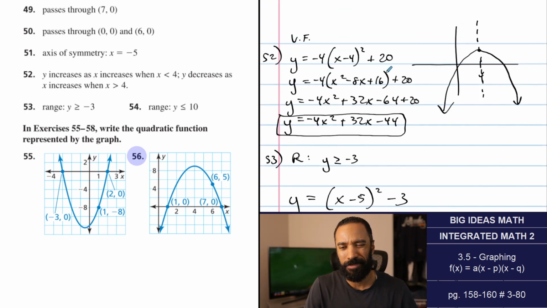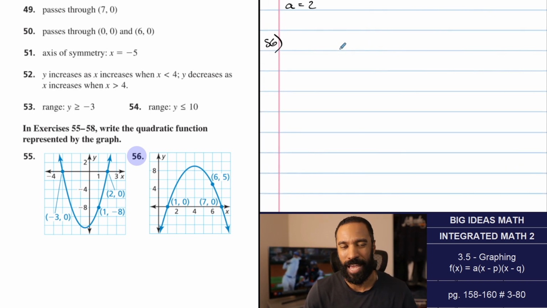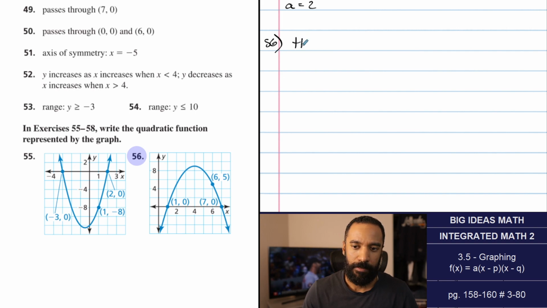52, I said vertex form. Oh man, we're in this section here. We did vertex form last section. Same bits, same ish.